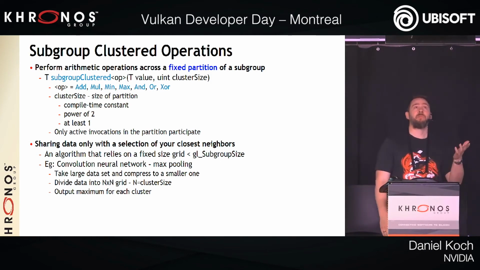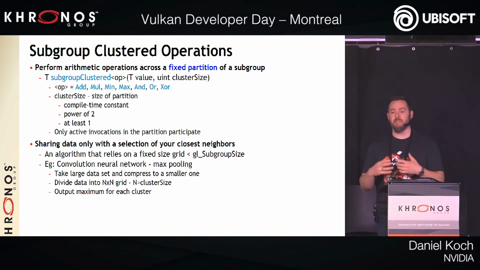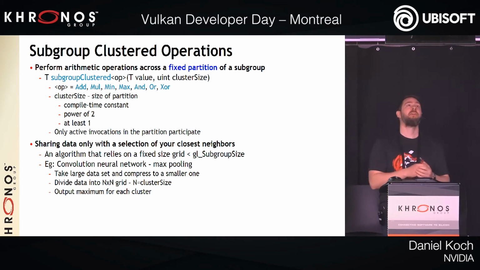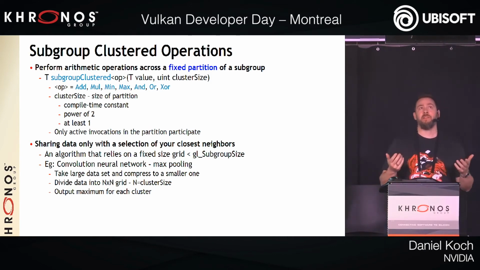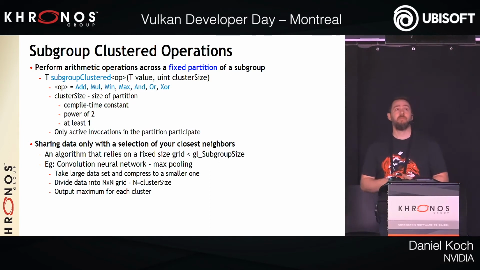So subgroup clustered add has the same operations as the arithmetic ones: add, mul, max, min, and, or, XOR, and you pass in the cluster size. The cluster size says, for this operation, I'm going to operate on this size of partition. It needs to be a compile time constant, at least a power of 2, and at least 1. And again, only the active invocations participate in that. So basically this is sharing data only with your closest subset of data instead of everyone in the subgroup.